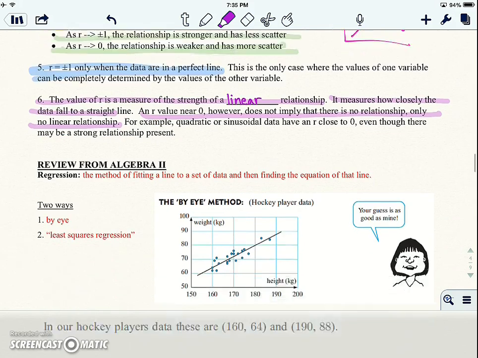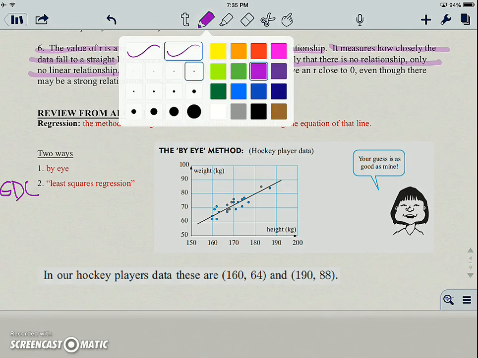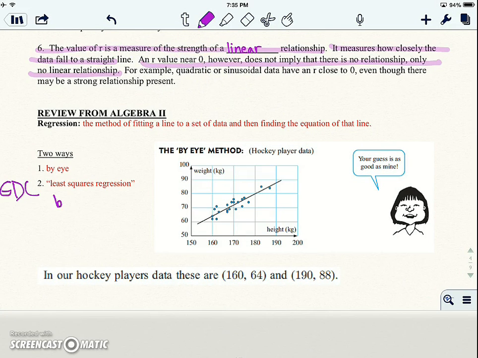Okay, here is the last part. It's a review from Algebra 2. There are 2 methods for fitting a line to a set of data and then finding the equation of the line. The one we use with the graphing display calculator, and you can do this one by hand, ask my IB students, I make them do it by hand, is the least squares regression line. And this one is the perfectly best fit because the calculator does it. But I want to show you how to do it by hand.